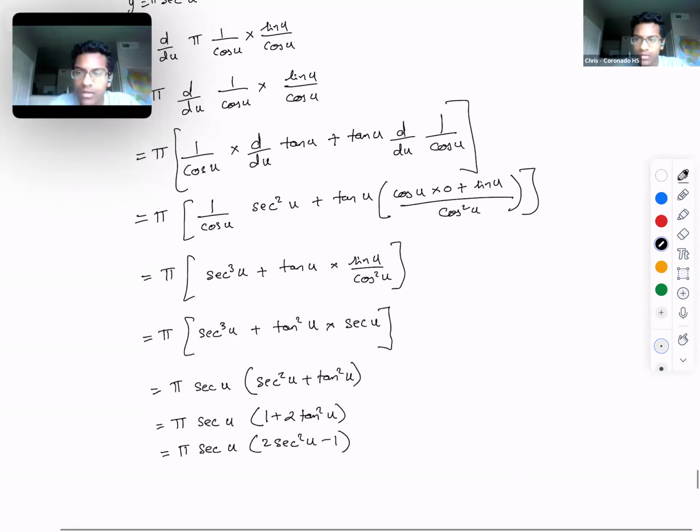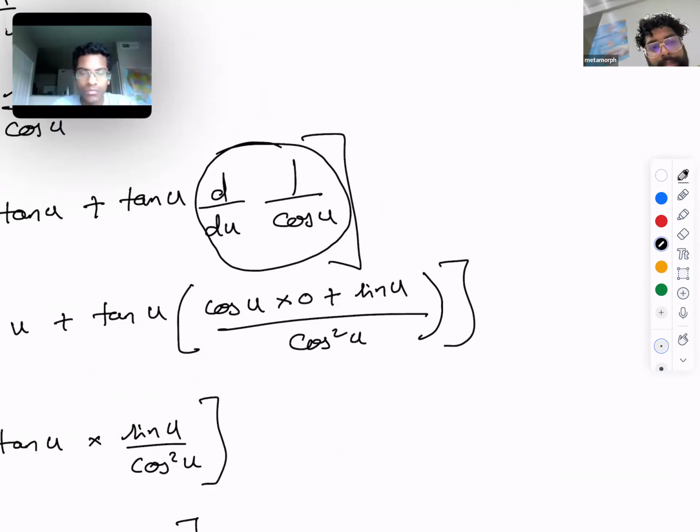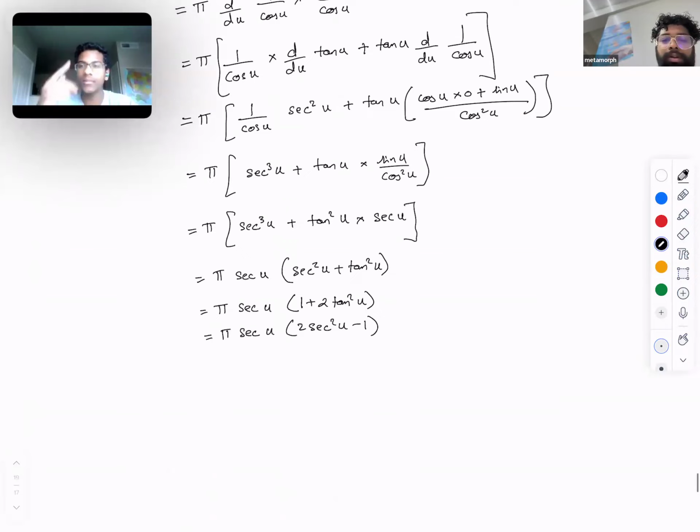How did you solve this? D by du of 1 over cos u, or sec u. How do you solve this part? I converted it with the cos squared. Did you use the quotient rule, or what did you do exactly to solve this further, d by du of sec u? I just saw the formula here, because it's in the formula set.